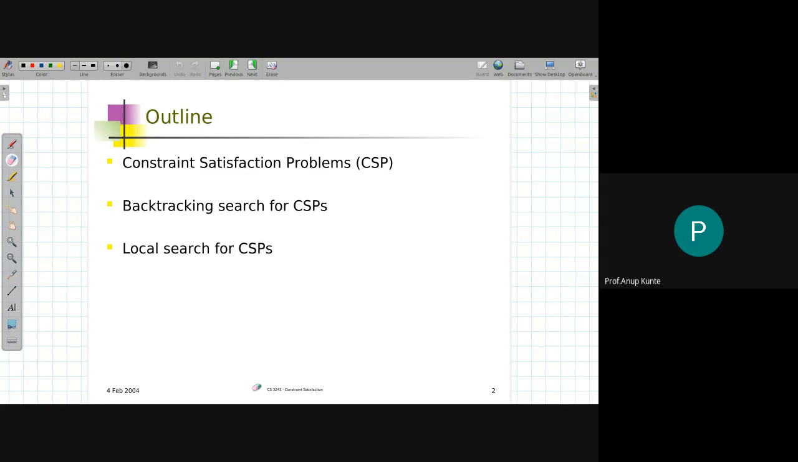We studied three algorithms over there. Number one was hill climbing, number two was beam search, and number three was simulated annealing, a modification to the hill climbing algorithm. There is one more algorithm called the genetic algorithm. As I told you earlier, I'm not going to consider it part of our discussion because it's not in your syllabus.